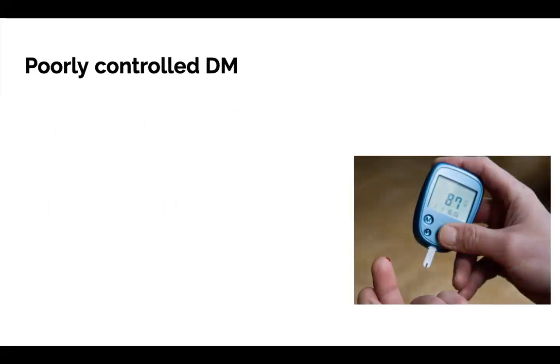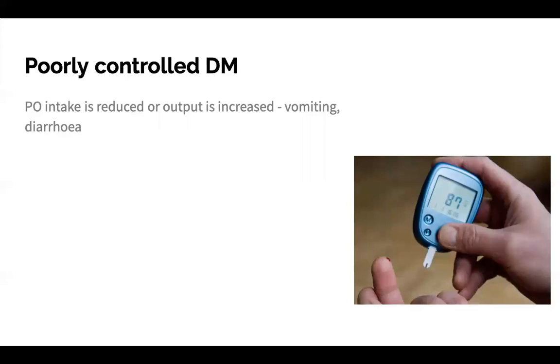Sometimes patients can have deranged blood sugars and they are not in DKA. If this is the case, then we'll just briefly talk about why that might be. Well, usually it's because the oral intake is reduced or the output is increased. So for example, a patient might be nil by mouth before an operation, or they might have increased vomiting or diarrhea. And as a result, their normal insulin dose that they take is either too much or too little.